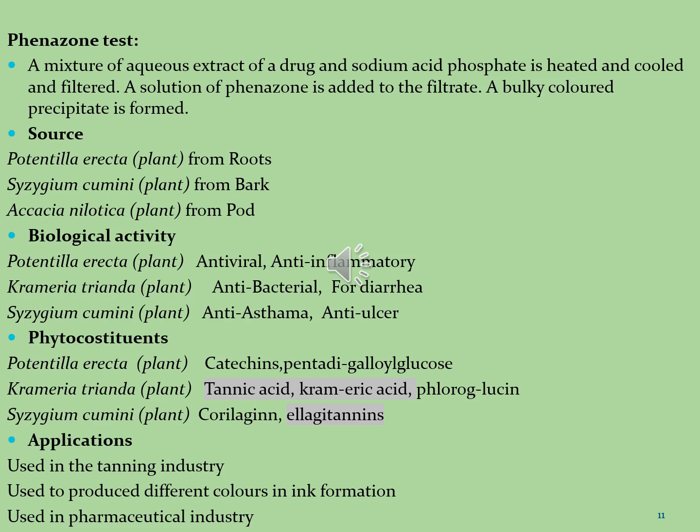The universal nature of these mechanisms in common forms of cancer suggests that pomegranate ellagitannins, which have been tested in both prostate and colon cancer cells by our research groups, may also be useful dietary agents for the prevention and treatment of other forms of cancer such as breast cancer. So tannins are also used in tanning industries, used to produce different colors in ink formations, as well as used in pharmaceutical sectors.